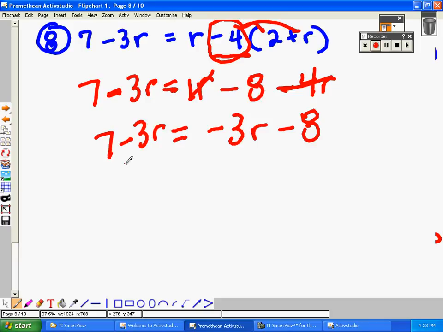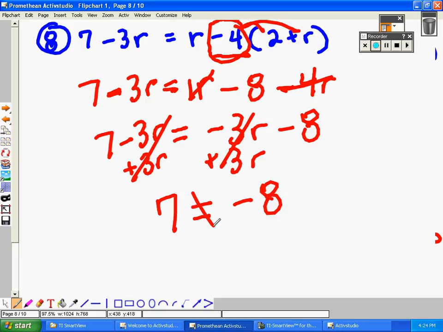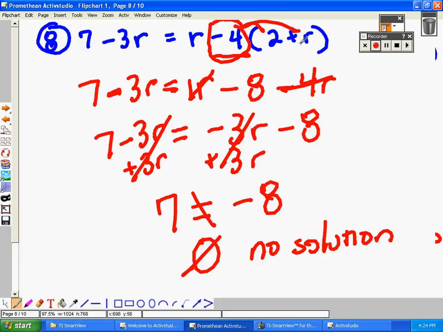So I'm going to move my variables over by doing plus 3r, plus 3r. But what happens is they cancel out here, but they also cancel out here. I'm left with 7 equals negative 8, which is not a true statement. Therefore, there's no solution to this problem. And remember, folks, that means that there's nothing I could put in for r that would ever make these two things equal.